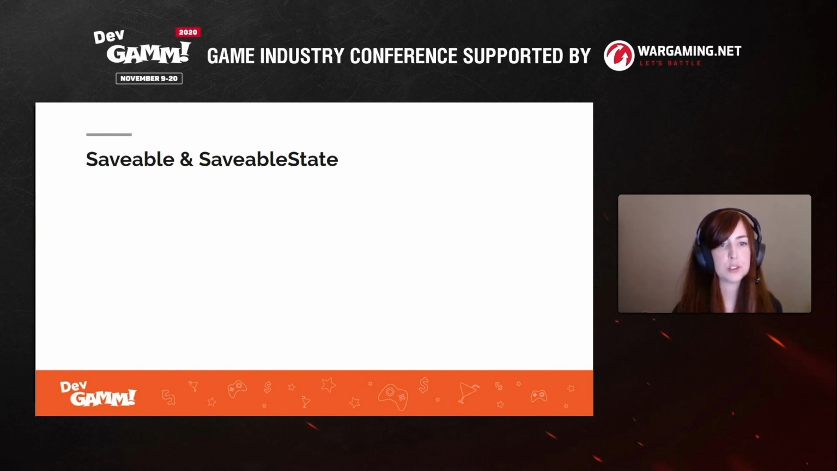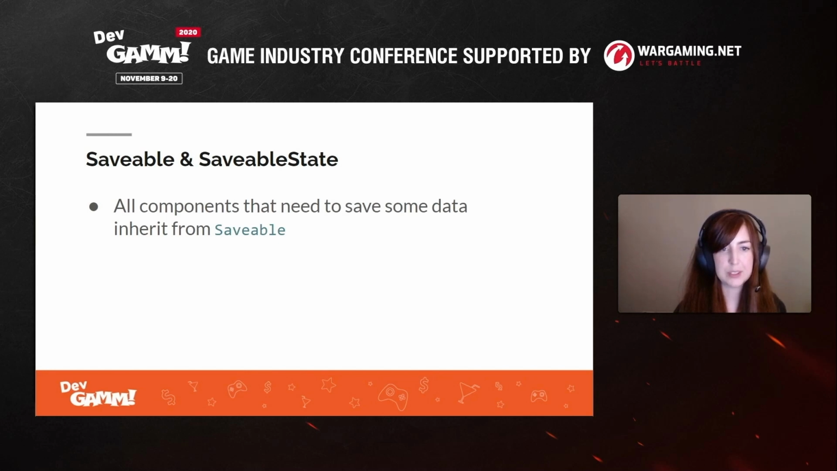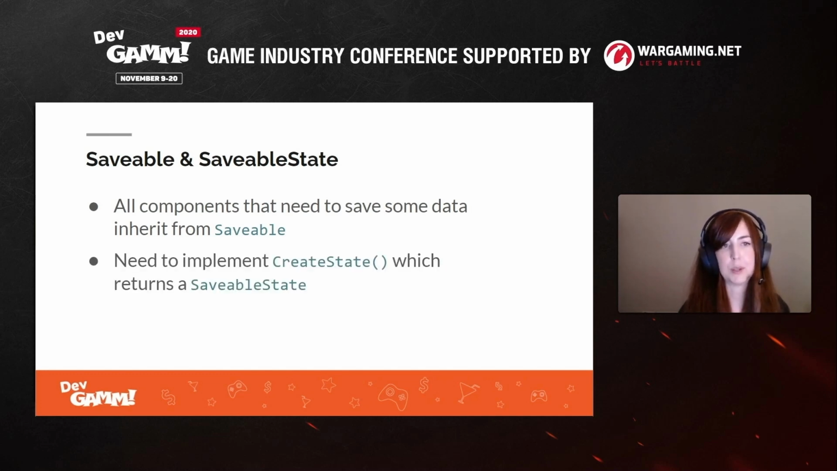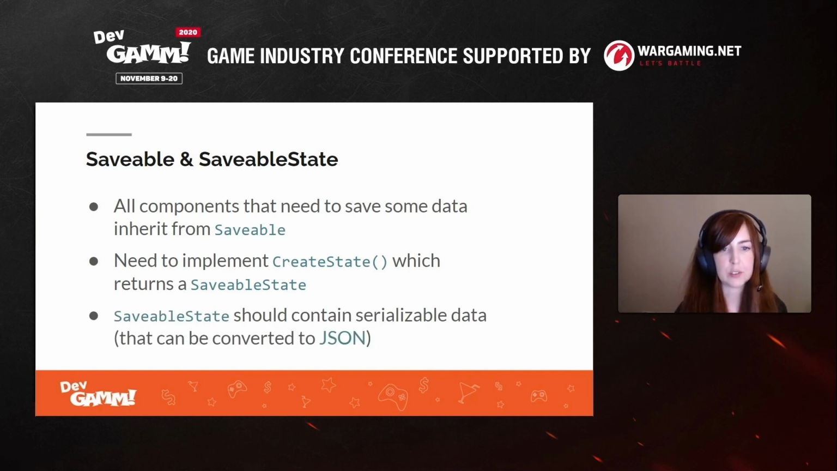I want to go into a bit more detail about the saveable component. Like I said before, all scripts that need to save some data inherit from Saveable. It has an abstract method called CreateState that the child classes need to implement. CreateState should return an instance of a class called SaveState, or a class that inherits from it. The saveable state should only contain the data that needs to be saved, no logic. This data will be converted to JSON when we save.